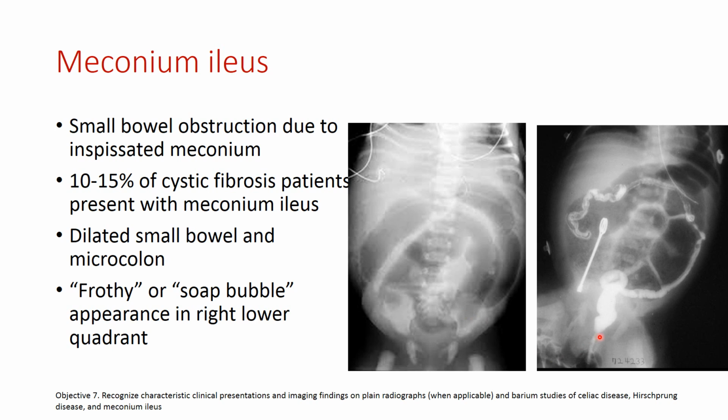And when we do a barium enema, what we see is what we call a microcolon. It's an unused colon because nothing has been through here yet to stretch out that colon. And so that's the characteristic appearance of a meconium ileus.